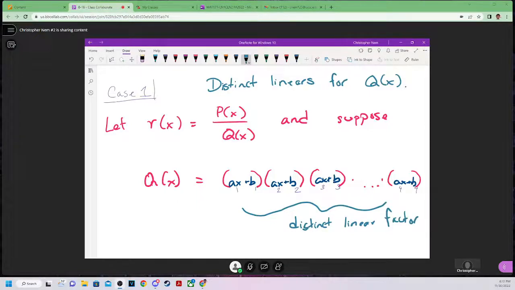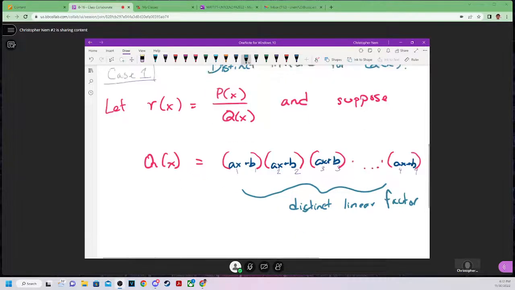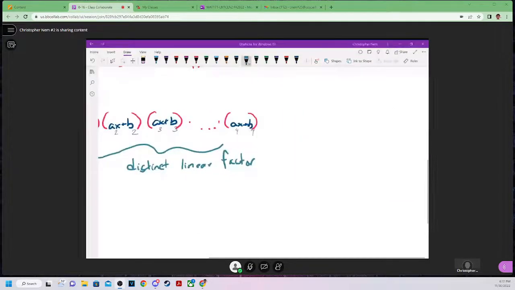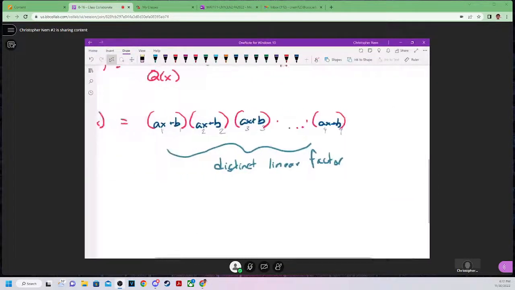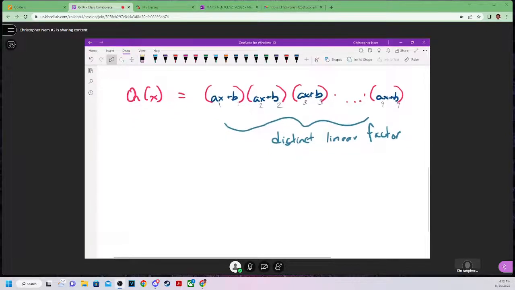They're all different. And linear, you guys should notice by now, means that my expression has only x to the first power. That's all it means. Each of these factors has x to the first power and a constant. So we have our distinct linear factors. Now I want to move on to what the theorem actually, or what the case actually is. We have all the setup needed.